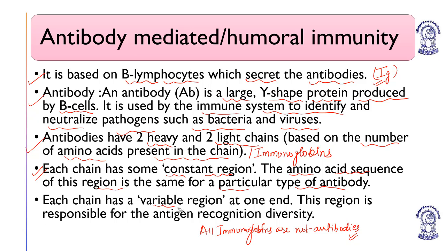Each chain has a variable region at one end. This region is responsible for antigenic recognition diversity. So, which part of the antibody is helpful to recognize the modulating or changing antigens? The variable region. Okay? So the constant regions in which the amino acid sequence will remain same, but the variable region in which the amino acid sequence will change, and they will identify different types of antigens accordingly. Understood?